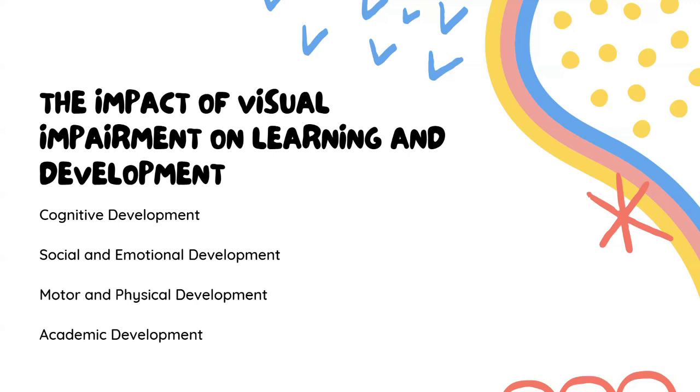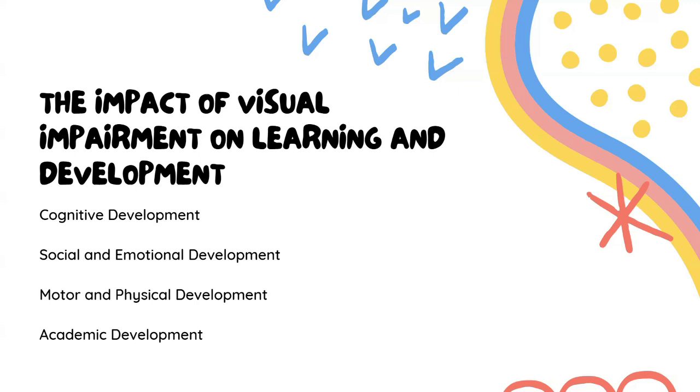Third, motor and physical development. So, vision is really crucial for balance and coordination. So, a child with visual impairment may need extra support to learn how to climb stairs safely. Fourth, academic development. Traditional teaching methods may not be effective, so a teacher may provide audiobooks and braille materials for visually impaired students to help them learn more effectively.